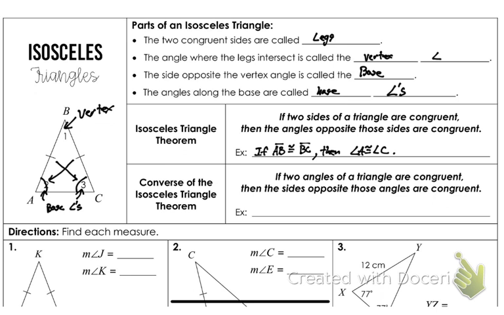So the converse is going to go, well, if I ever have 2 angles congruent, so if angle C is congruent to angle A, then the sides are congruent. Then AB, yep, I had AB, is congruent to BC.